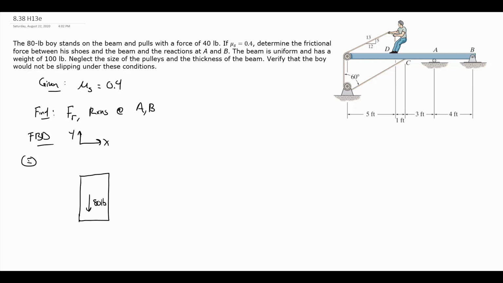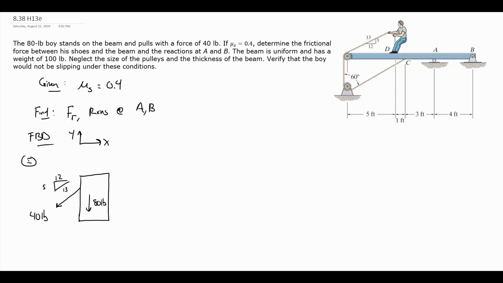Well, he's pulling on this rope, so the rope is pulling back on him with the same amount of force because we're in static equilibrium. We're told that he's pulling with 40 pounds of force on this rope, and we know its direction, because it's given to us, is this 5, 12, 13 triangle. And there are other forces acting on him.